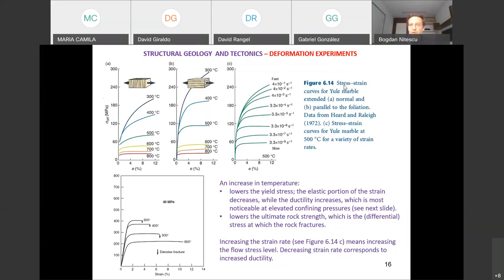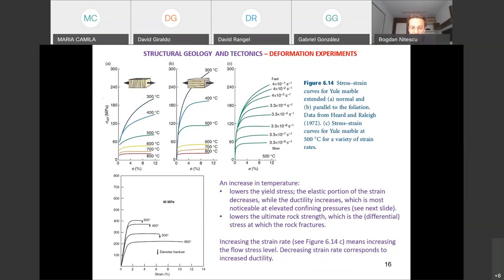So basically, they do these stress strain experiments, and what you can see is, as you increase the temperature, the yield stress, where you start having plastic deformation, decreases. So you will start having plastic deformation at a lower stress if you have high temperature. You can imagine what happens to the rocks when they get deeper and deeper. So that's what the increase in temperature does: it lowers the yield stress, and lowers the ultimate rock strength, which is the differential stress at which the rock fractures.